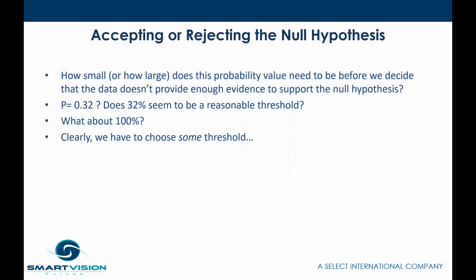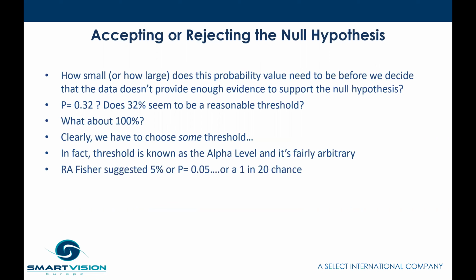Now, clearly, we have to choose some sort of threshold. You have to choose some sort of value, some sort of cutoff point. This is known as an alpha level. This is the cutoff point, and it's actually fairly arbitrary. There's no science behind it particularly. It's just a line in the sand that's been drawn.